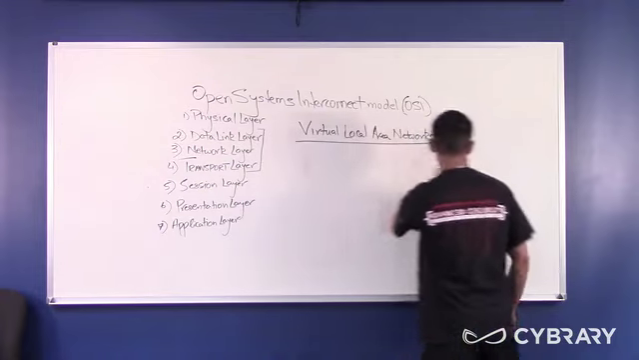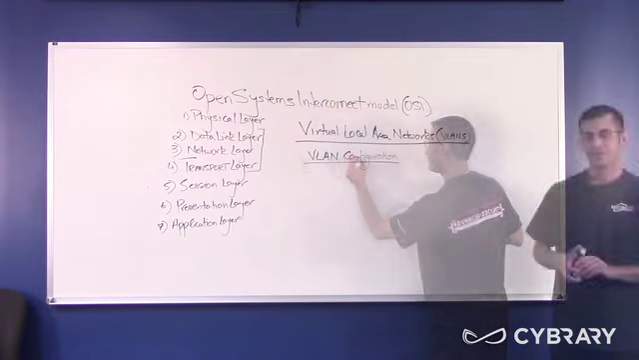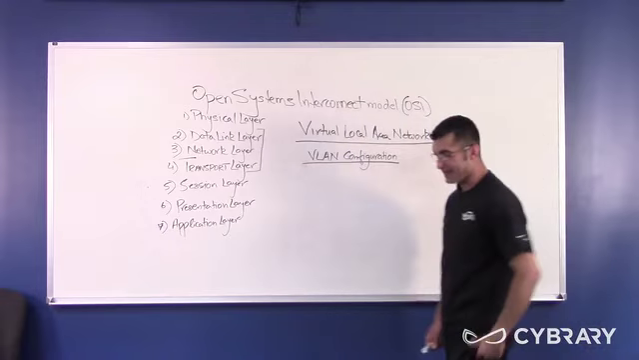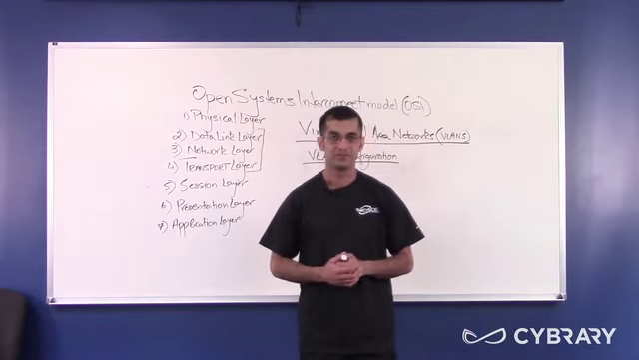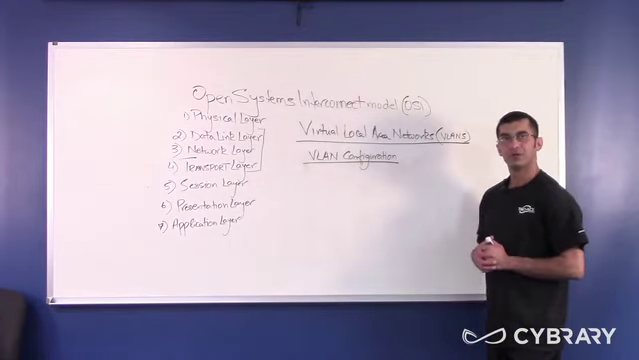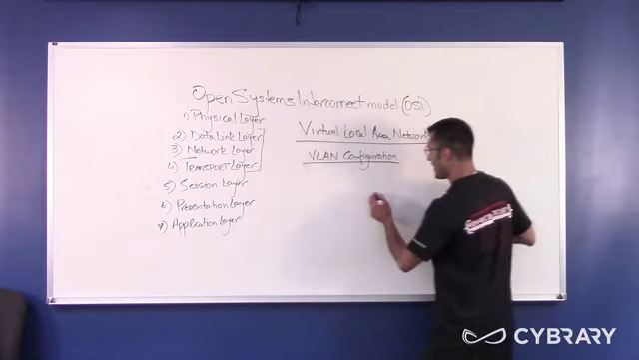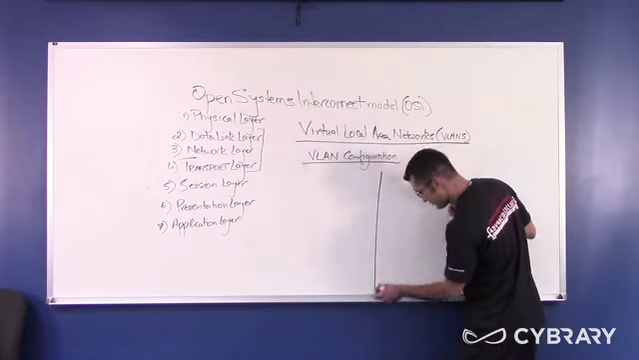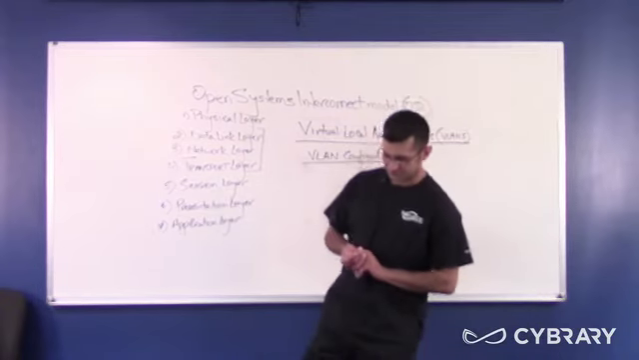So now we go to the next stage, VLAN configuration. So the next topic we're going to cover is VLAN configuration. For your benefit, I'm going to write the commands on the board, and then I will show you on Packet Tracer. So there are two ways to create VLANs, the old way and the new way.